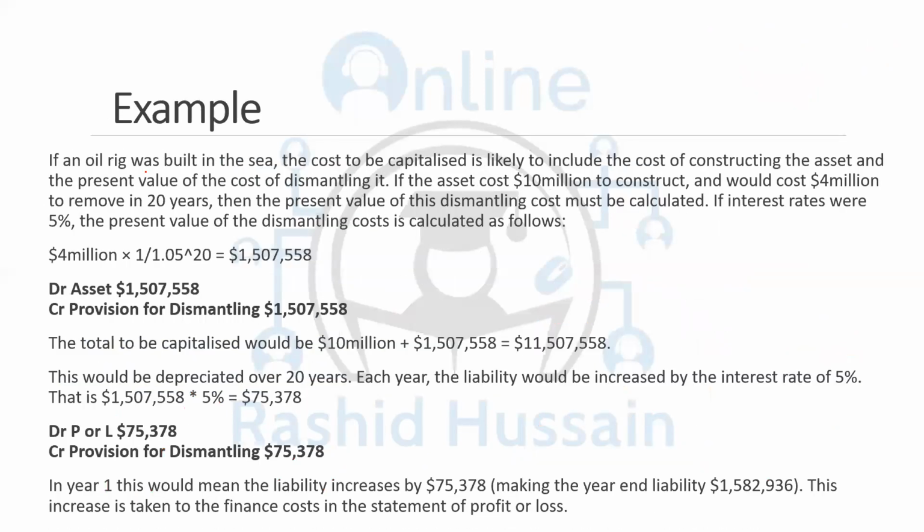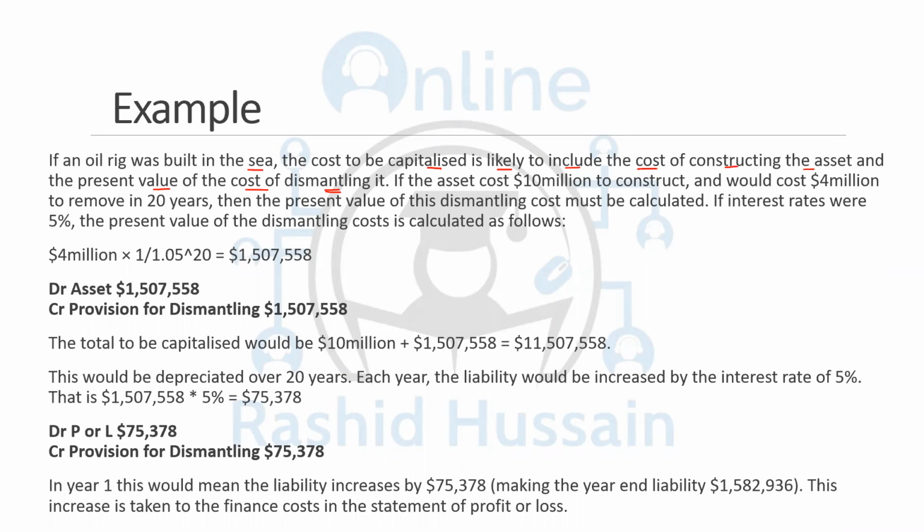Okay, the first example. If an oil rig was built in the sea, the cost to be capitalized is likely to include the cost of constructing the asset and the present value of the cost of dismantling it. If you're building an oil rig, which is going to extract the oil from the sea, we see it in many countries. Not every country has reserves within the sea, but the lucky countries have that.